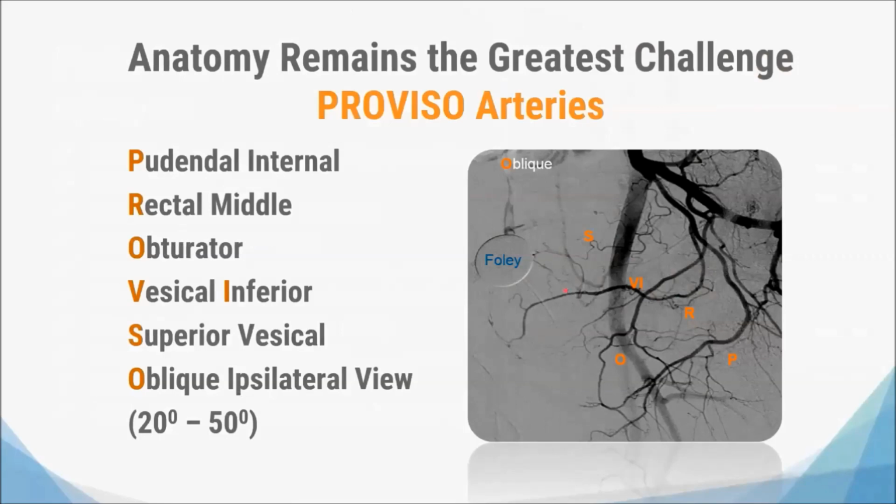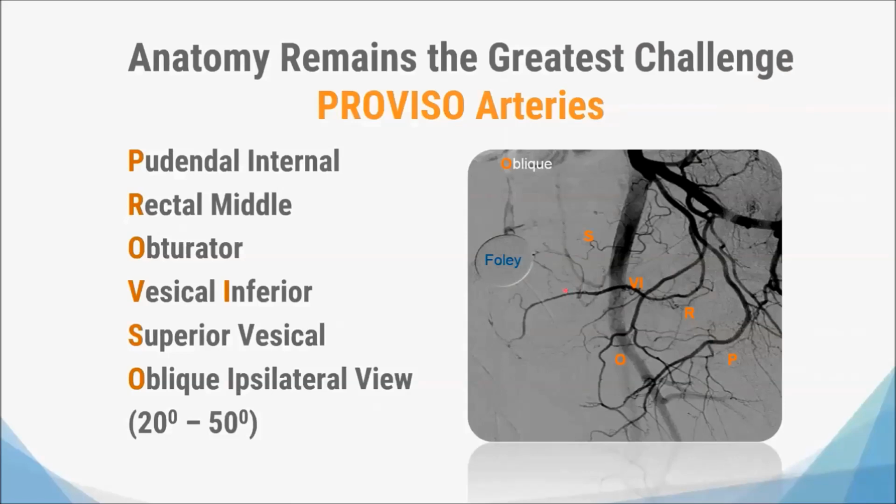So moving to anatomy, that is one of the most important parts of this procedure and one of the most important concerns for physicians. It's really important to understand the pelvic iliac arteries that could be related to the prostate. And here we give you advice to use the acronym PROVISO arteries.